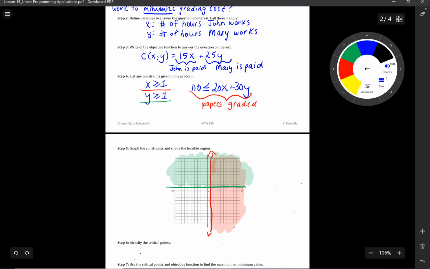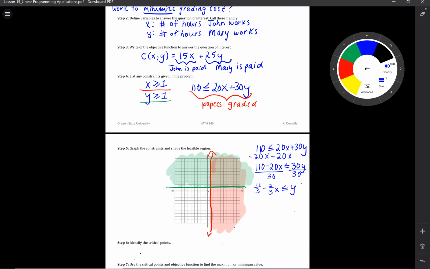So my equation is 110 is less than or equal to 20x plus 30y. So let's solve this for y. If I subtract 20x over to the other side, I get 110 minus 20x is less than or equal to 30y. Then I will divide by 30. This gives me 11/3 minus 2/3 x is less than or equal to y.